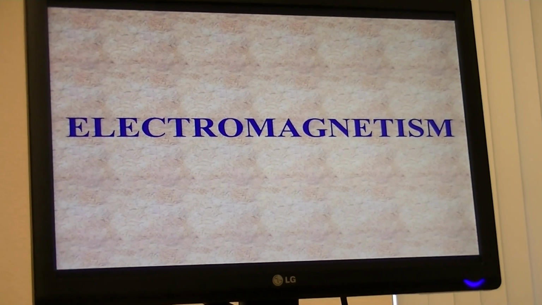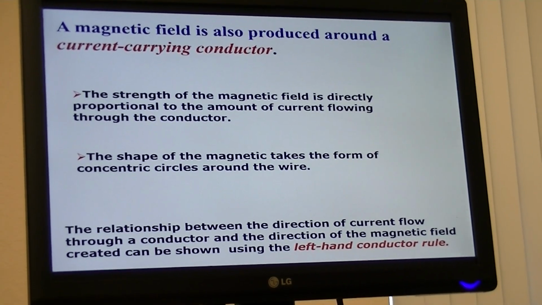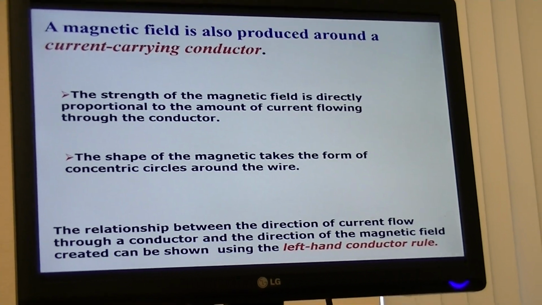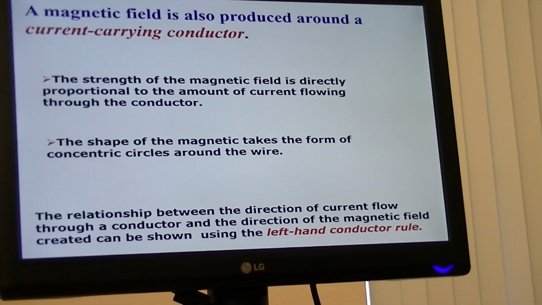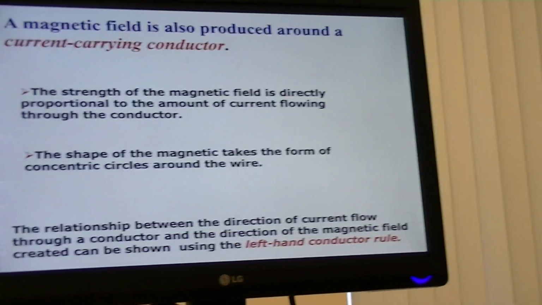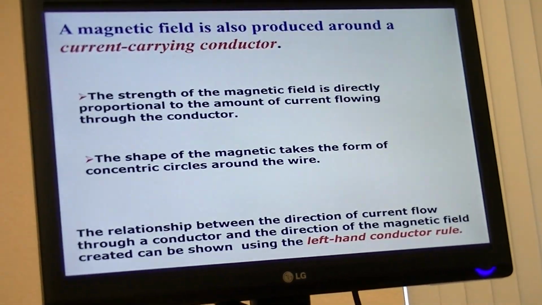Okay, so we have a principle called electromagnetism. A magnetic field is also produced around a current carrying conductor. The strength of the magnetic field is directly proportional to the amount of current flowing through the conductor. So if I put more power to it, for example, if I've got a resistance associated with that coil, the higher the voltage I put to it, the higher the current's going to be. Okay, and the strength of the magnetic field is directly proportional to the amount of current.